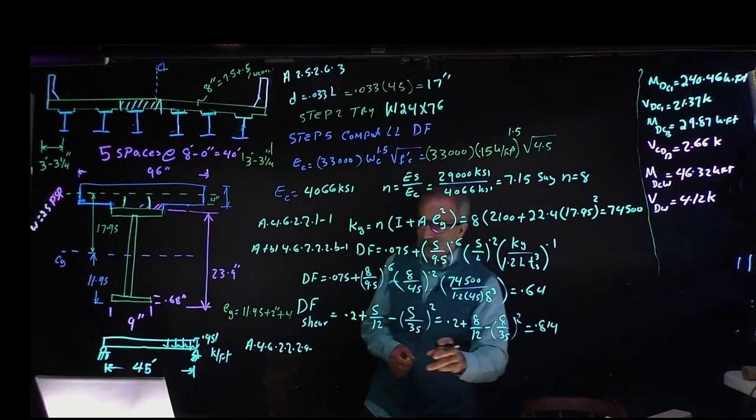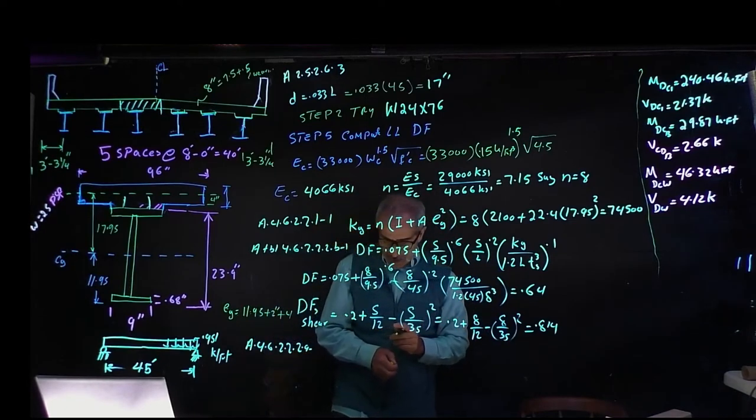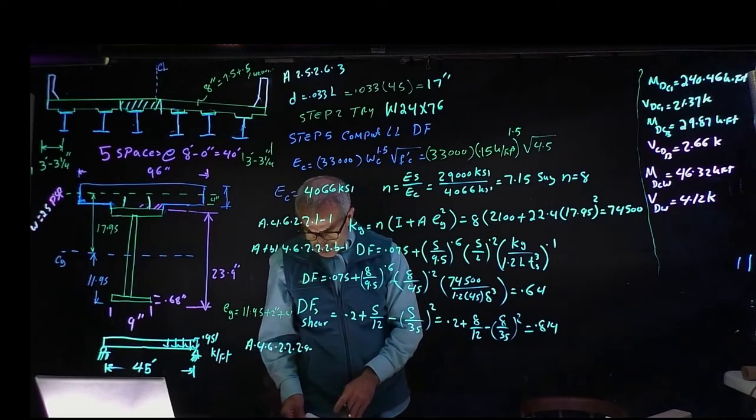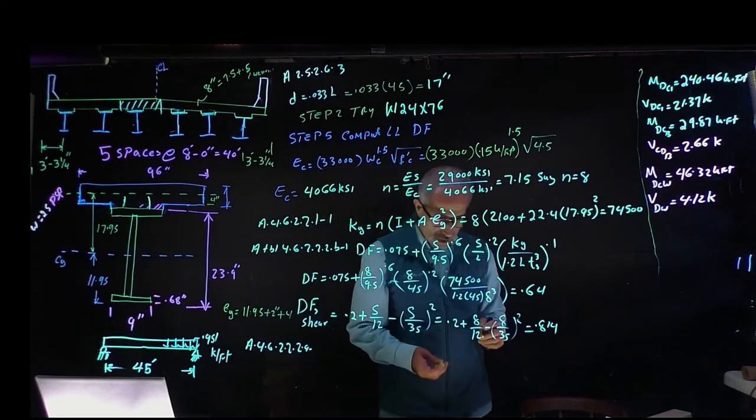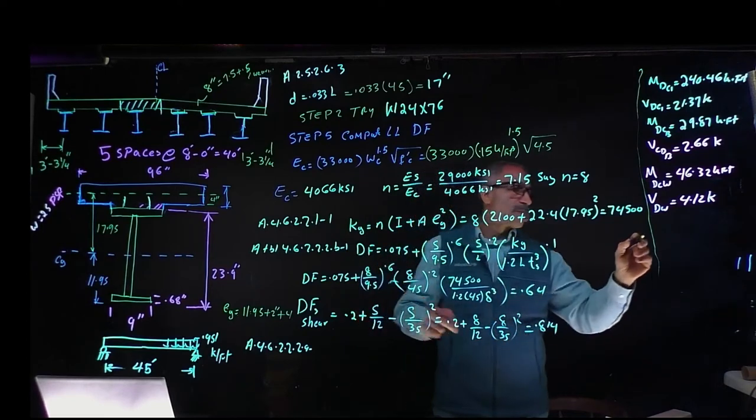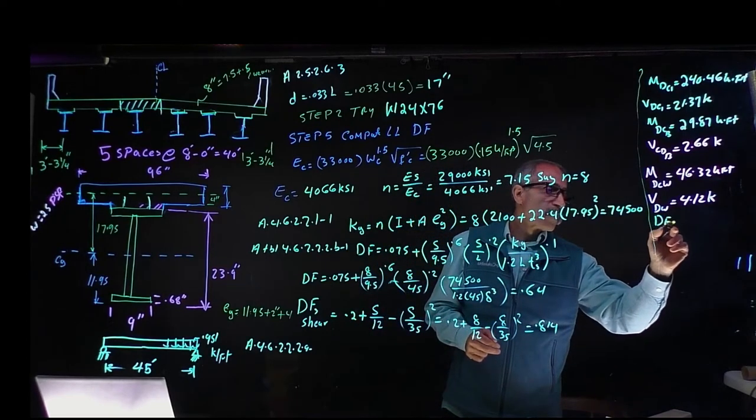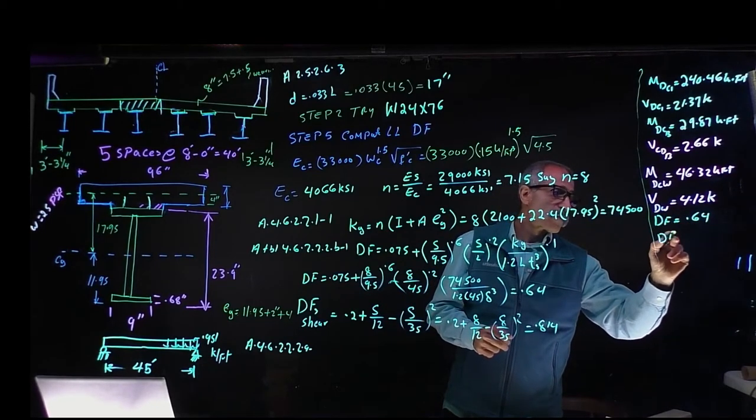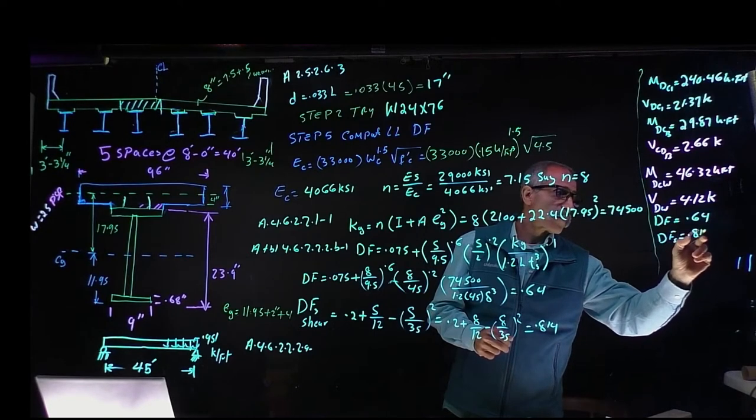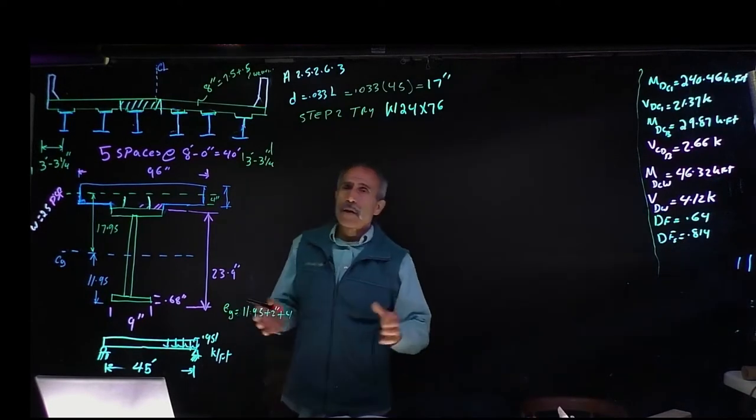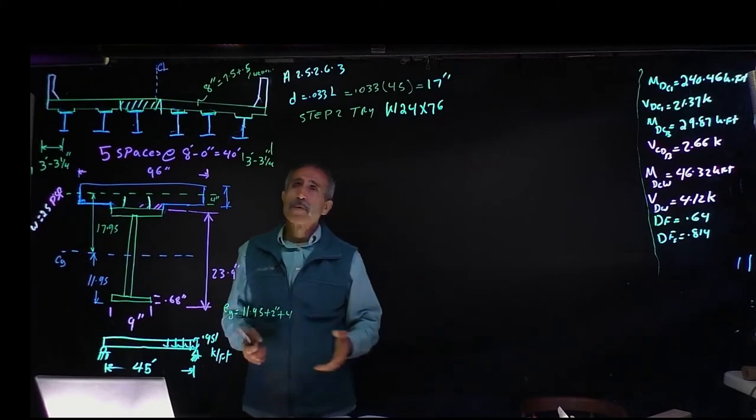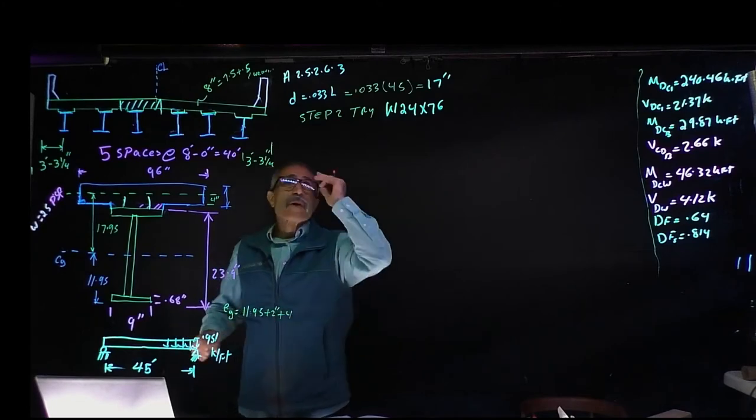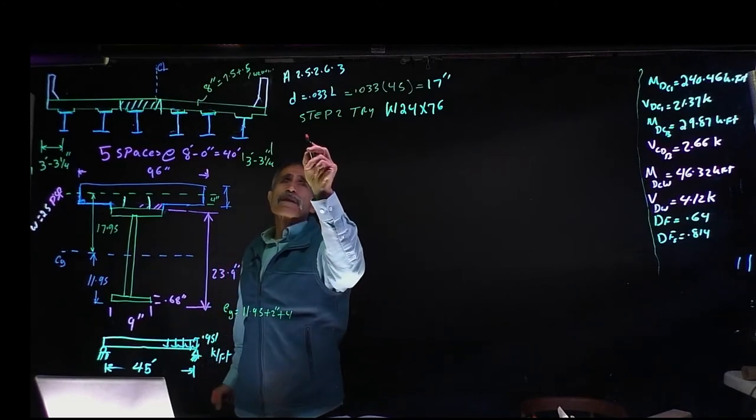And then we have these two. So let's write that down. The distribution factor for moment came out to 0.64. Distribution factor for the shear came out to 0.814. Okay, this will bring us to step number six, which is to compute the live load moment. Let's write this down, step number six.